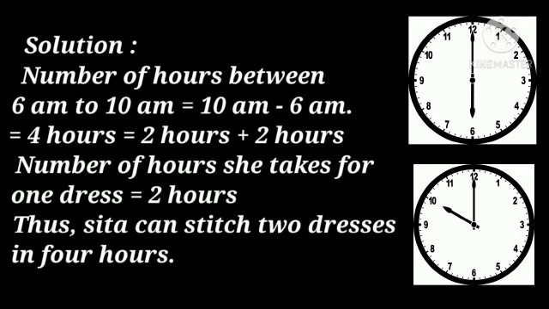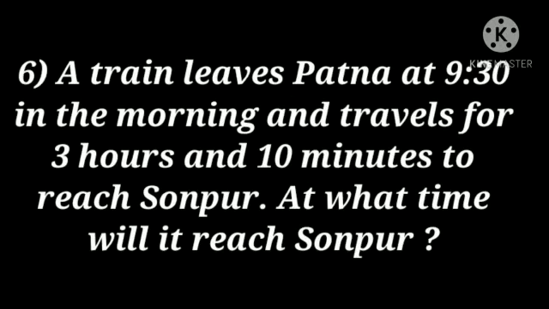Number of hours between 6 a.m. to 10 a.m., that is 10 a.m. minus 6 a.m., that is equal to 4 hours. She takes 2 hours to stitch one dress. So 4 hours is equal to 2 hours plus 2 hours. So number of hours she takes for one dress is 2 hours. Thus Sita can stitch 2 dresses in 4 hours.